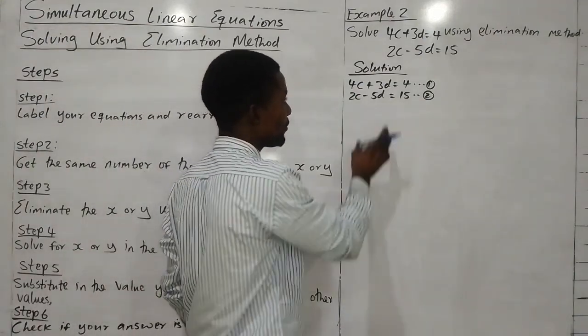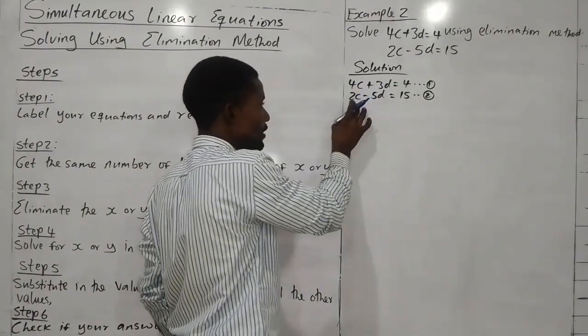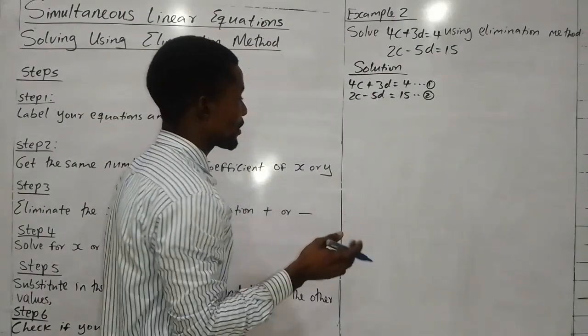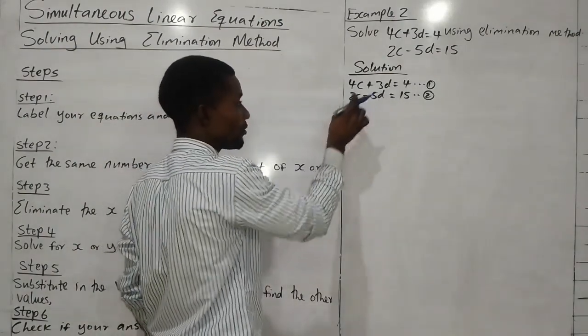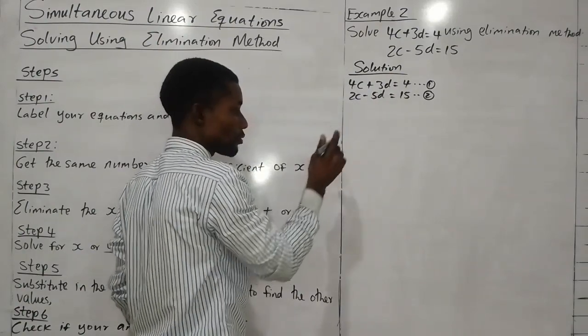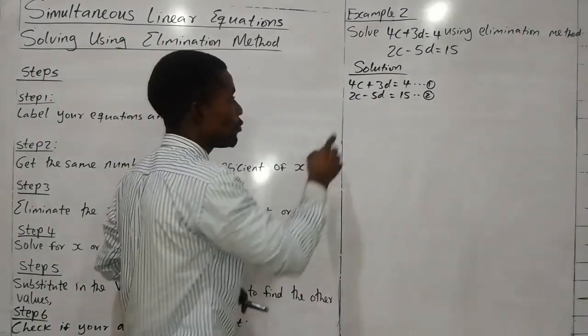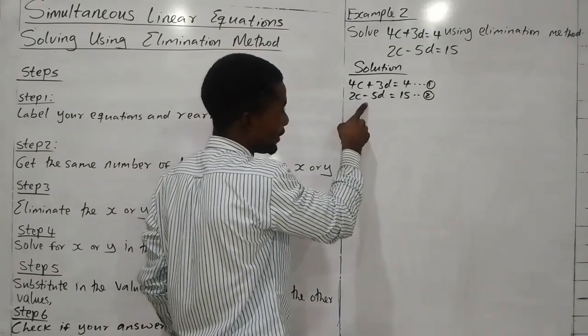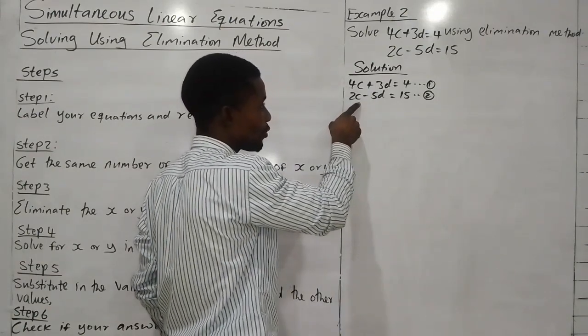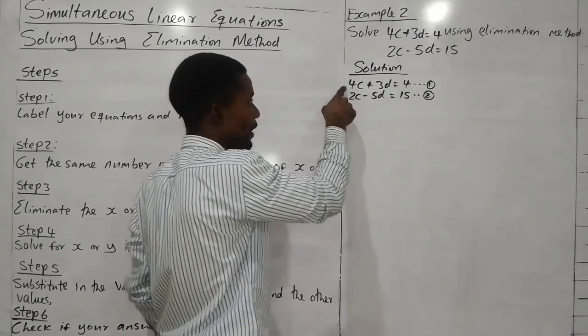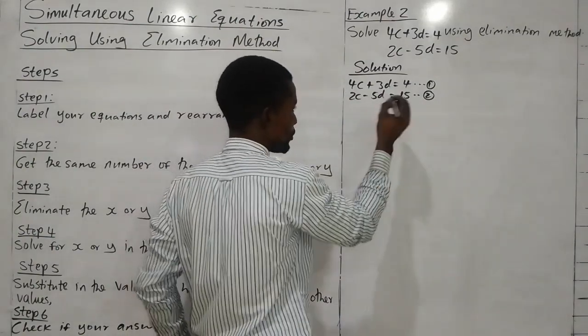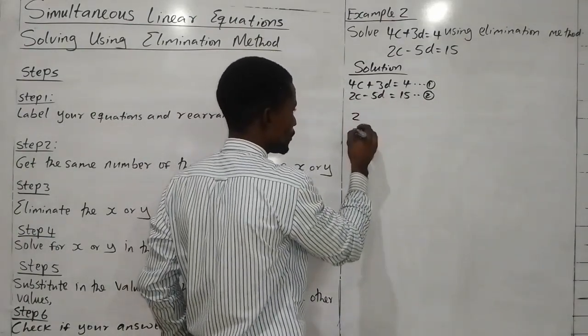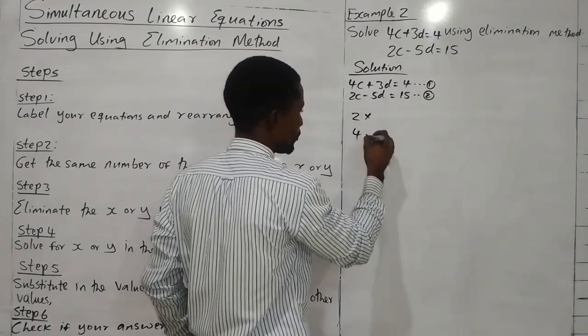Now how can we get the coefficient of c or d to be the same? Now let's change the coefficient of c to make them the same. We multiply the coefficient of c in equation 1 by equation 2. I will multiply the coefficient of c in equation 2 by equation 1. So we have 2 and 4.